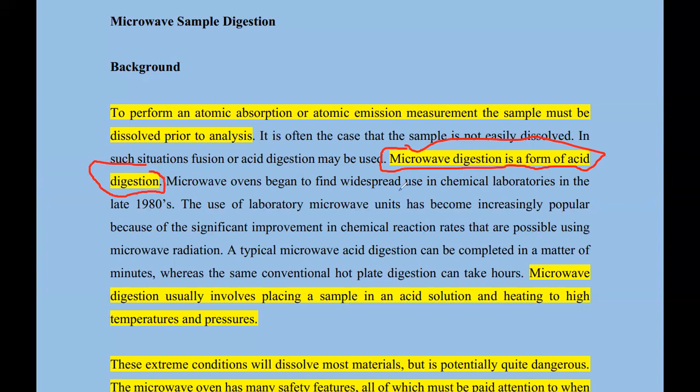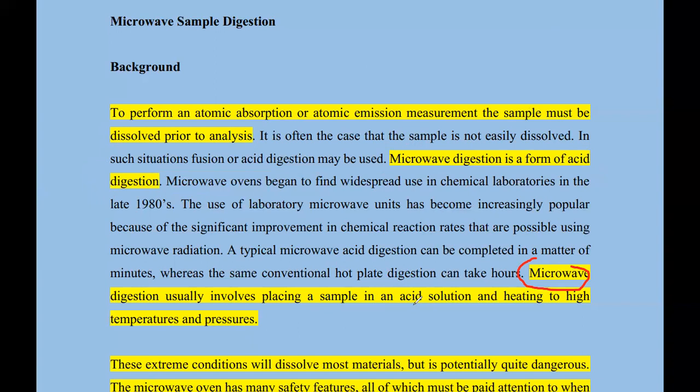Now we're saying that due to the advancement of technology, there are a lot of machines that have been derived or advanced from the late 1980s when technology was just coming up. Many more advanced methods have been made. So I'm just focusing on those points that are highlighted. In microwave digestion, samples are usually placed in an acid and then at a very high temperature and pressure.